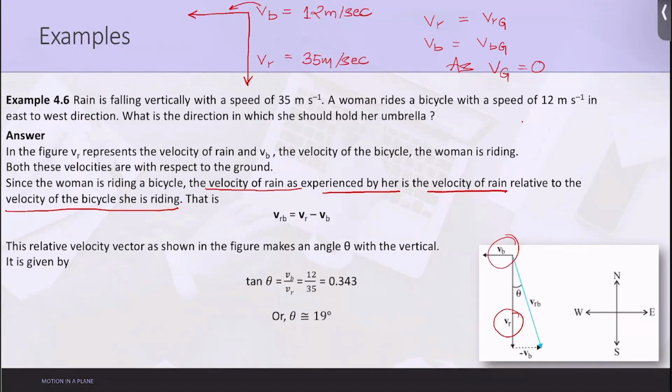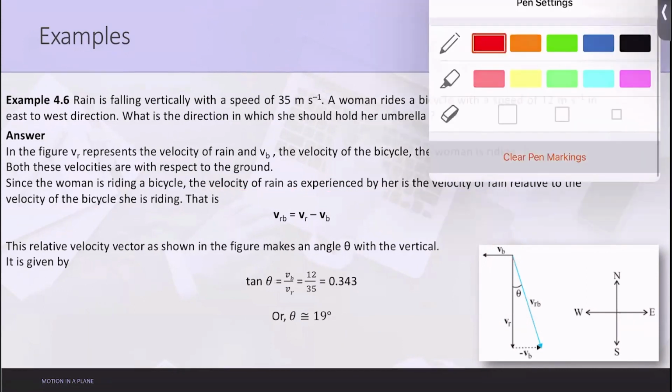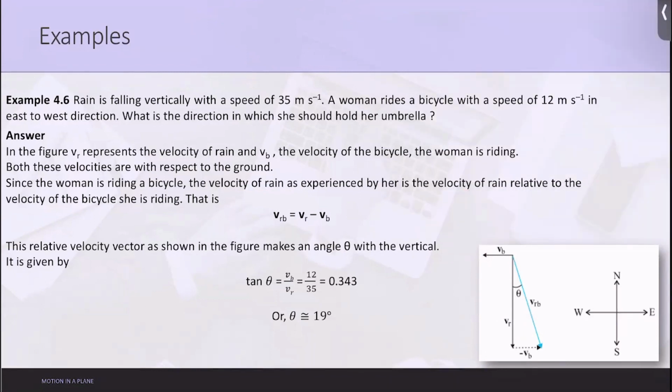So let us suppose that we need to see how the woman is seeing the rain. The woman will see the rain with a velocity which is relative to the woman, correct? So this is the thing which we need to calculate, that is the velocity of rain with respect to the bicycle. This is the intuitive part here, the same analogy which we understood in the previous example when we were understanding the concept of addition and so on. Therefore, we can write VRB is equal to VR minus VB.